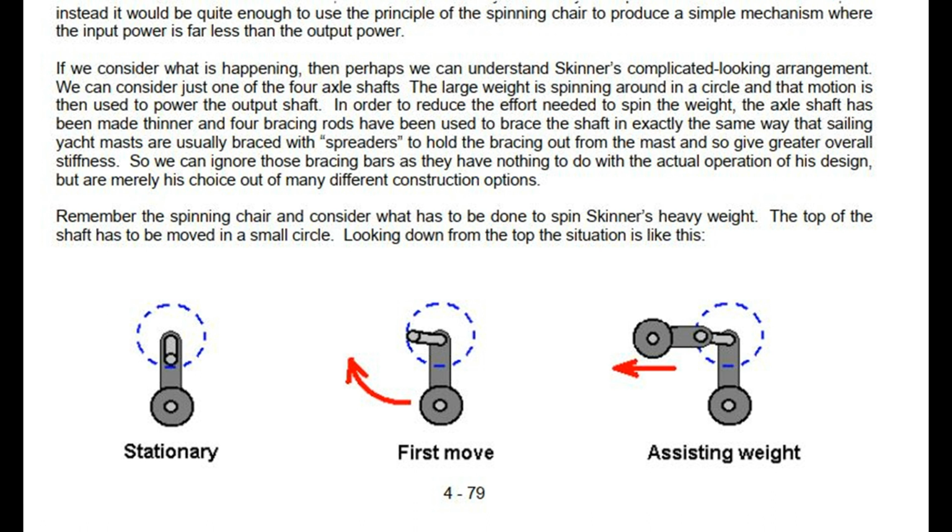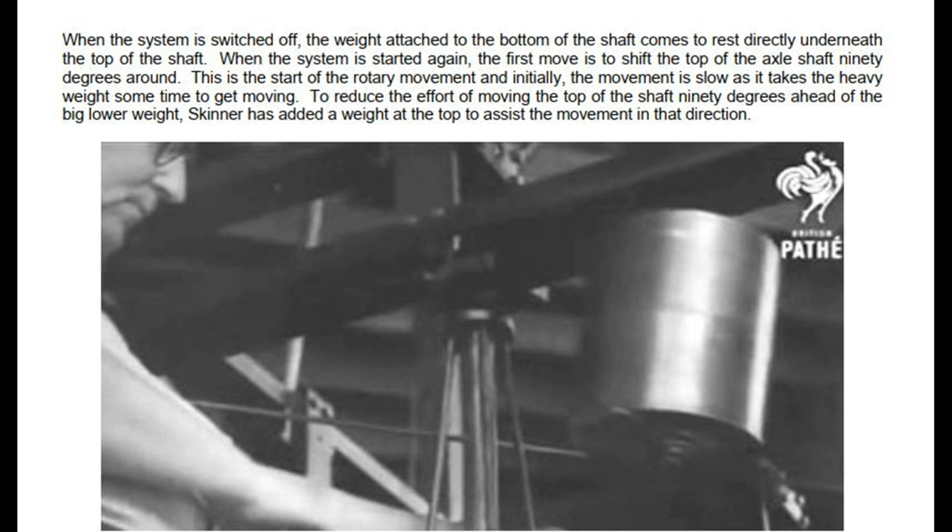Remember the spinning chair and consider what has to be done to spin Skinner's heavy weight. The top of the shaft has to be moved in a small circle. Looking down from the top, the situation is like this. When the system is switched off, the weight attached to the bottom of the shaft comes to rest directly underneath the top of the shaft.